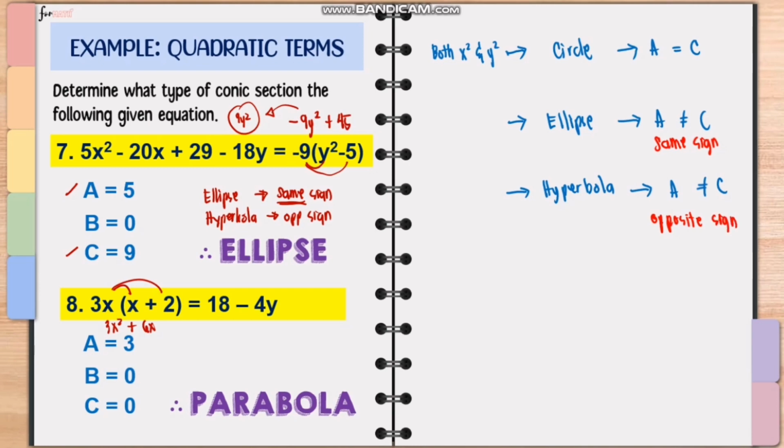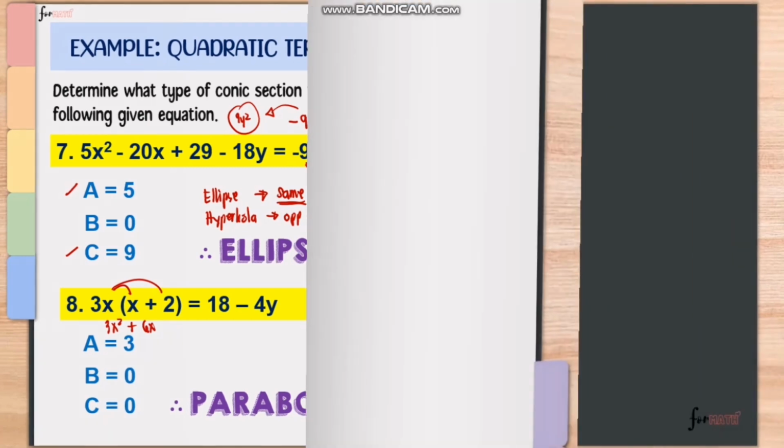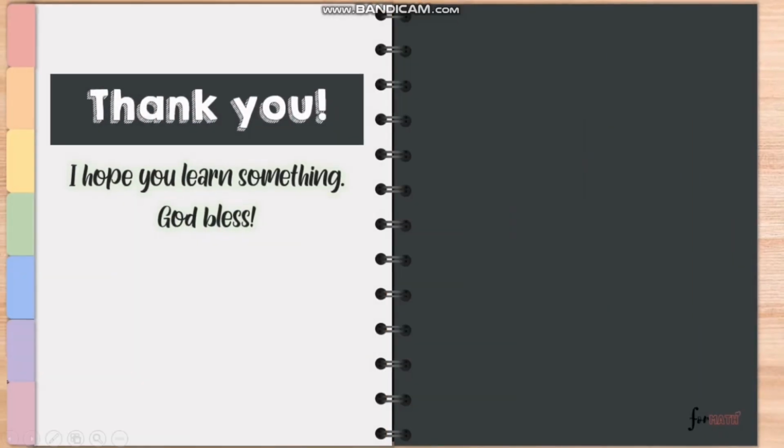Okay, and then lastly, para ma-identify natin si parabola, either x squared or y squared is present. And that is a parabola. Okay, so that's how we identify the equation if what type of conic section ba siya by looking at the quadratic terms. Okay, so again, thank you everyone, and I hope you learned something from our discussion about how to identify a conic section.